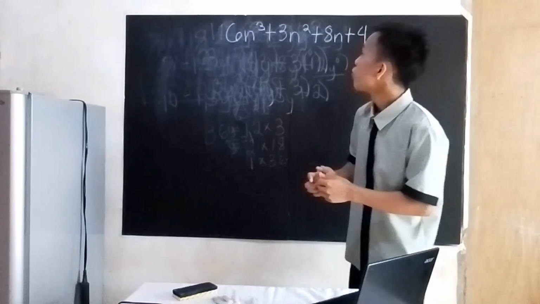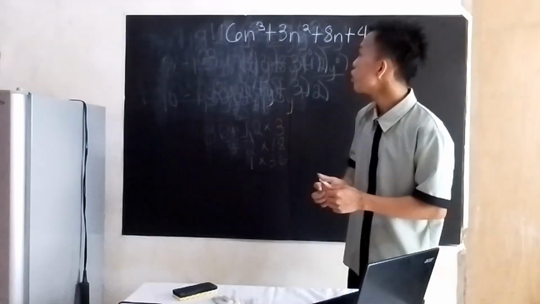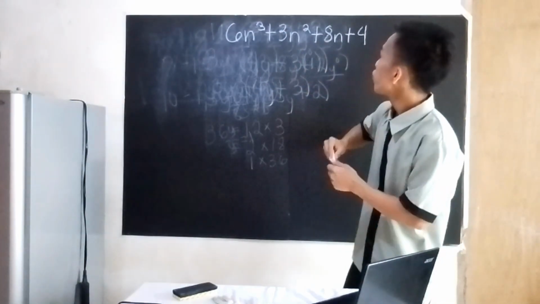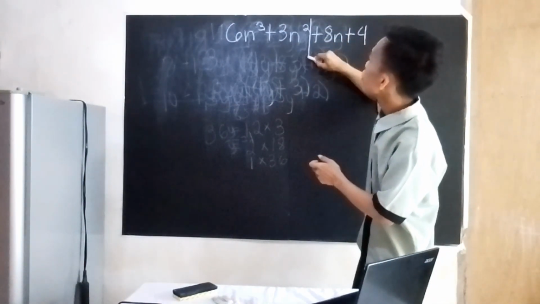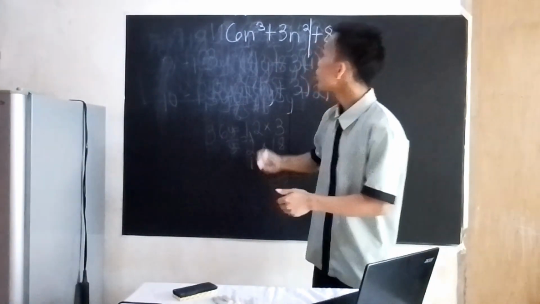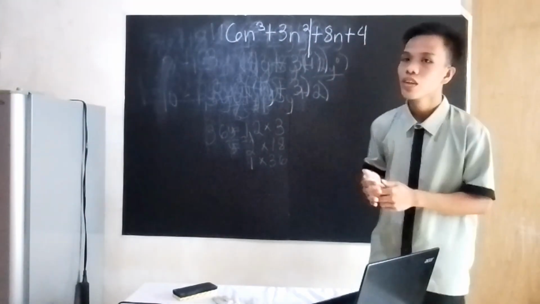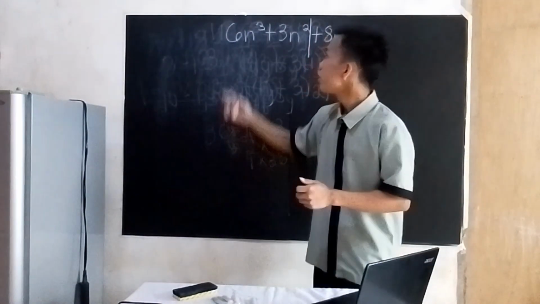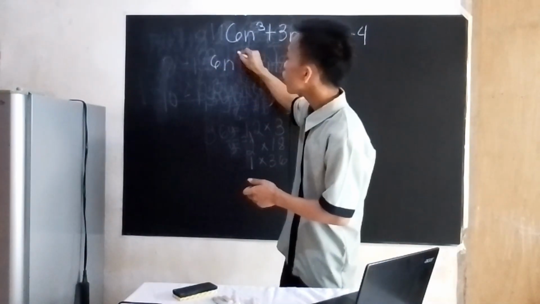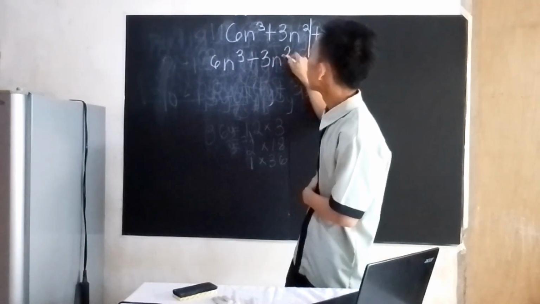None. So on grouping this expression, we are just going to divide it into 2 groups. So we are just going to separate them. This will be our separation line. So our expression now has a right side and a left side. Let's focus first on 6n cubed plus 3n squared.